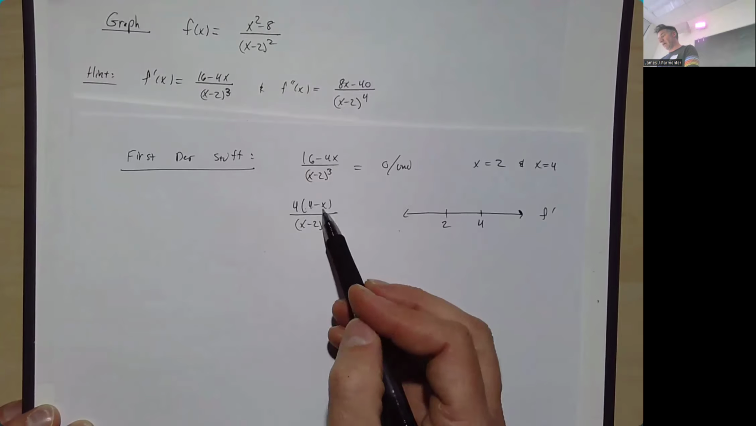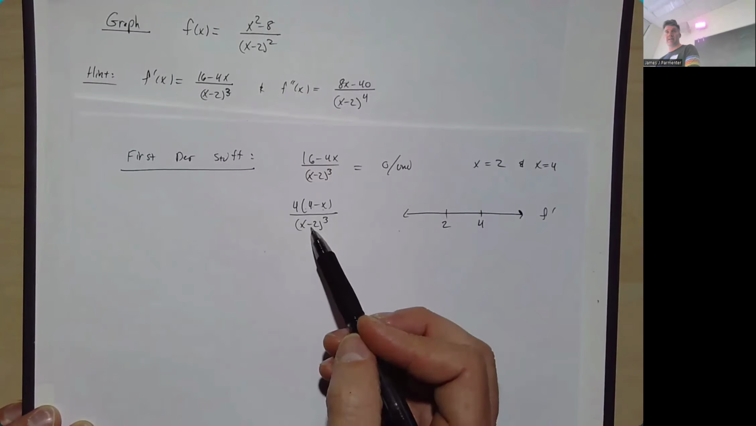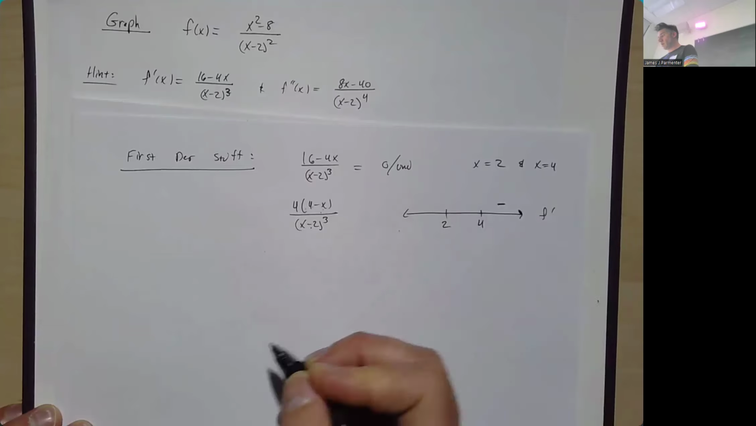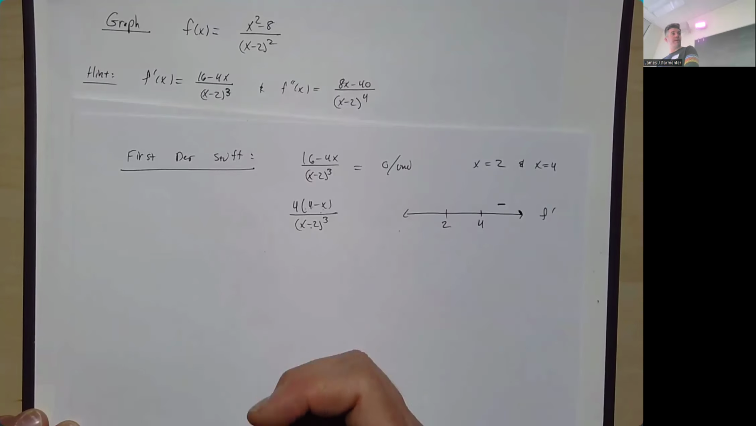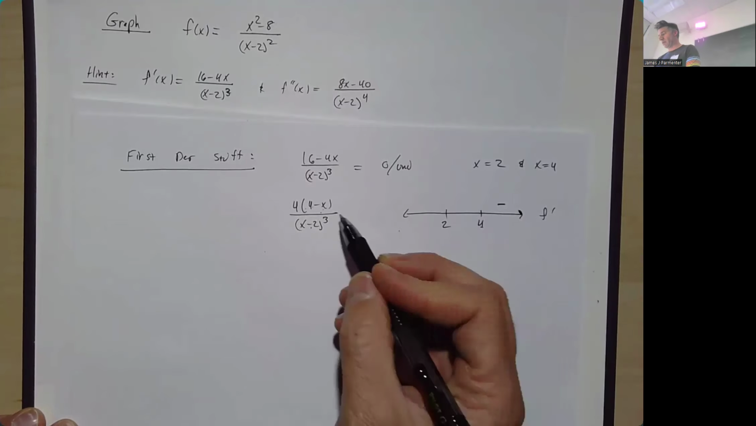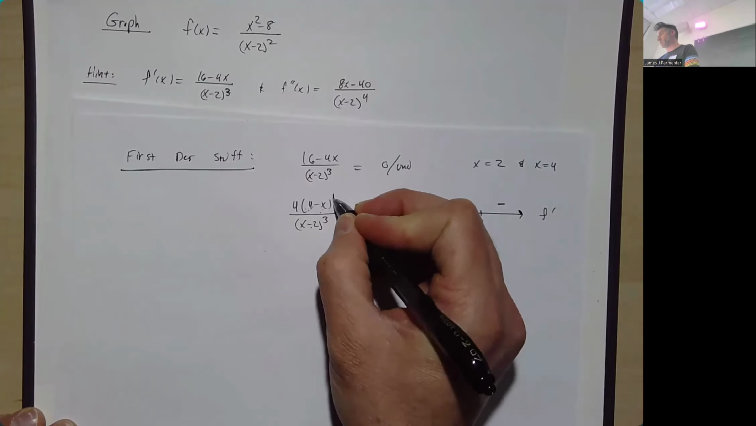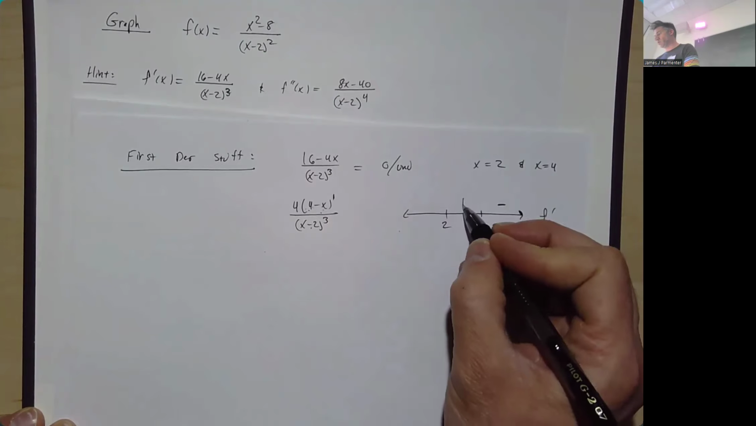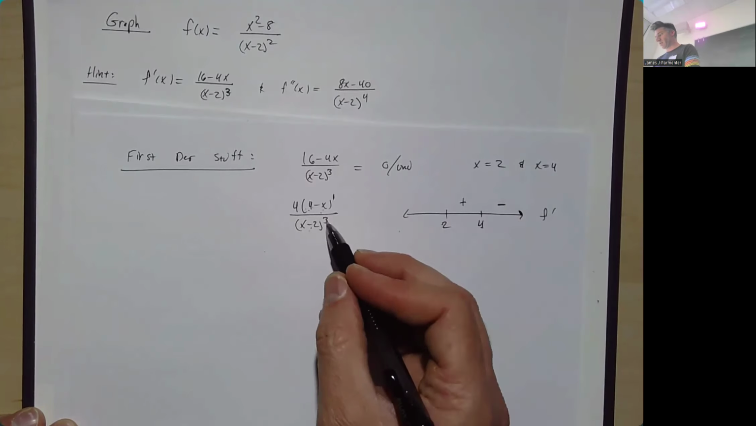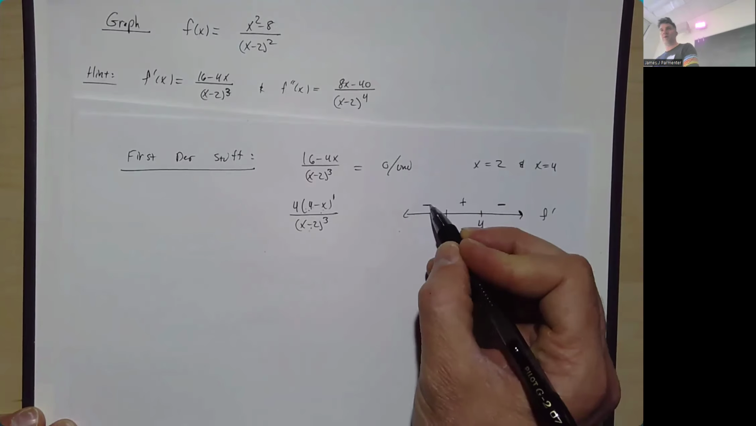4 minus 7 is negative. 7 minus 2 is positive. A negative divided by a positive is negative. And then you can either keep picking points like we do, or you can say the 4 came from the 4 minus x, which is raised to an odd power, so the sign is going to change. The 2 came from the x minus 2 to the third, which has an odd power, so the sign is going to change. Or you can pick points.